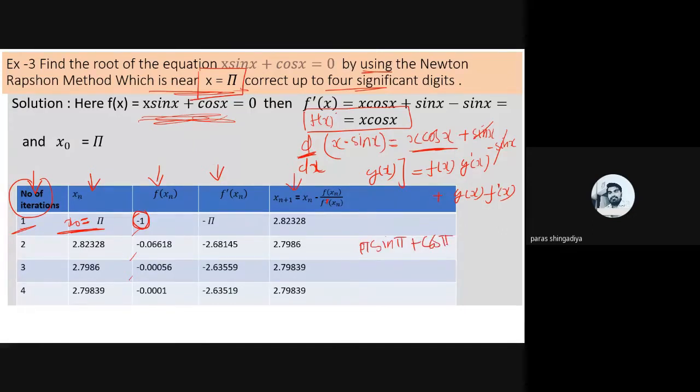Okay, sin pi is 0 and cos pi is -1, so the answer is -1 here. You can also check this answer in the calculator. Pi is not only 3.14. Just remember that, and do not replace pi with only the value 3.14. You can use the full value of pi in the calculator.